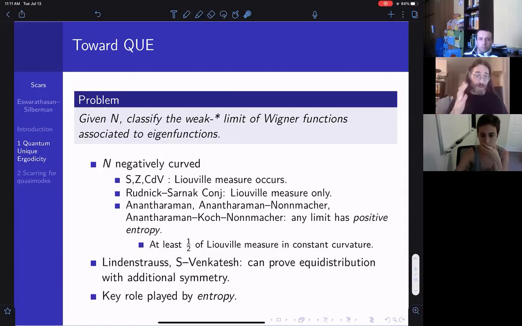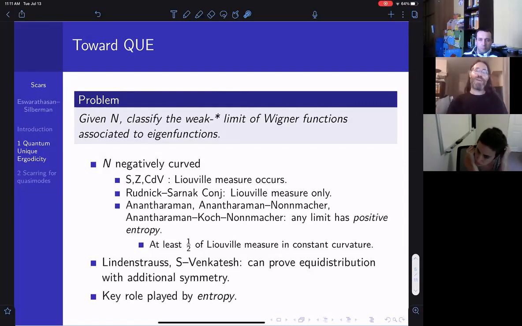And then Anantharaman had a major breakthrough about 20 years ago, with follow-ups with several co-authors, that put strong restrictions on the positive entropy limit. So we're not going to discuss what positive entropy means. It's a term from dynamical systems, but it's a measure of the complexity of the measure. You can think of it as somehow the dimension of the support. That's not quite true, but it's related to that.